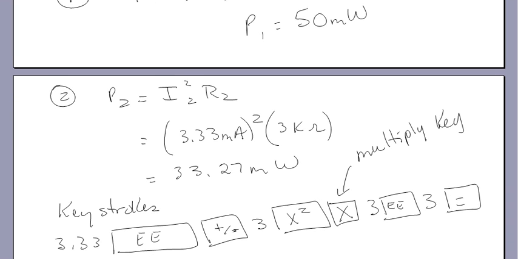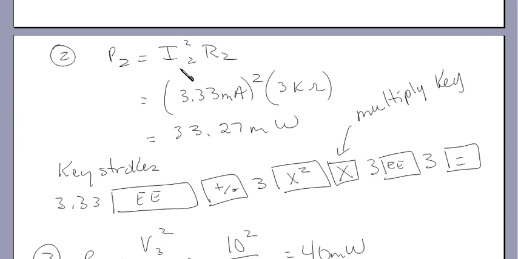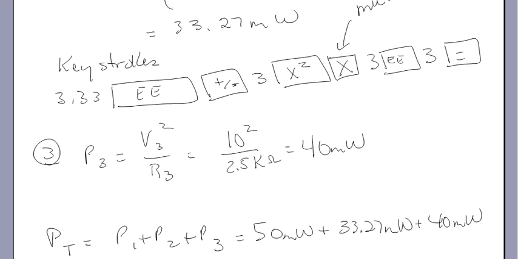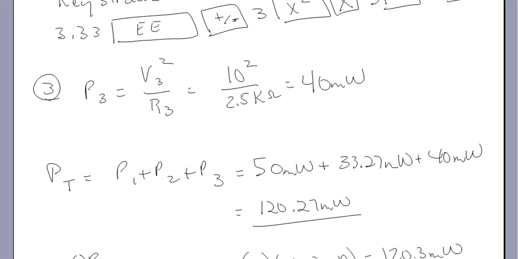Now if I'm going to use I squared R, current through resistor 2 was 3.3 milliamps. I square that times 3K, I get 33.27 milliwatts. Keystrokes for this one: here's my current, 3.3 EE, plus or minus because I have to do the milliamps, so I have to hit my plus minus key. This is not the addition subtraction key, this is a separate key. 3, then they have an x squared key. This is the multiplication key. I'm multiplying by 3K, so it's 3EE3 equals, and that should come out to 33.27 milliwatts.